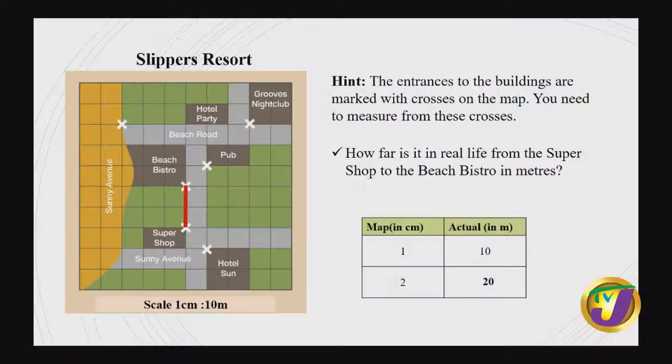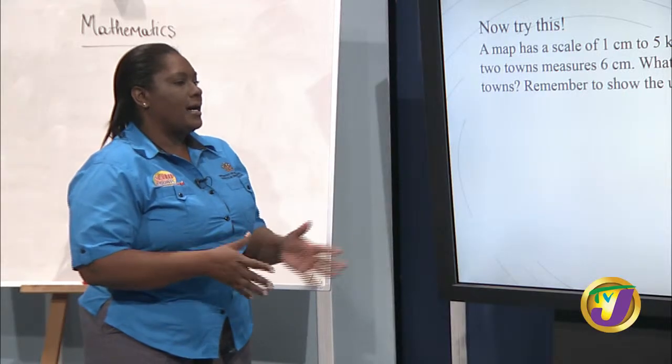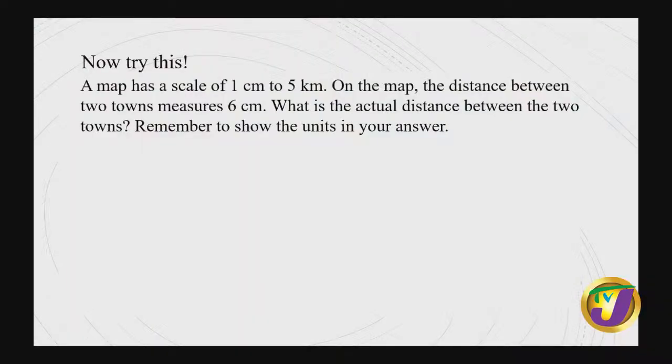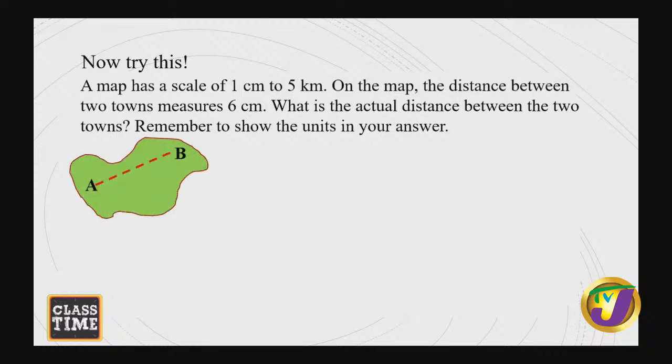Now let us try this one. So we are going to be using the information. We would have garnered some understanding of how to go about doing this conversion. A map has a scale of 1 centimeter to 5 kilometers. So we need to make note: the scale is 1 centimeter to 5 kilometers. On the map, the distance between 2 towns, A and B, measures 6 centimeters. So we have that information.